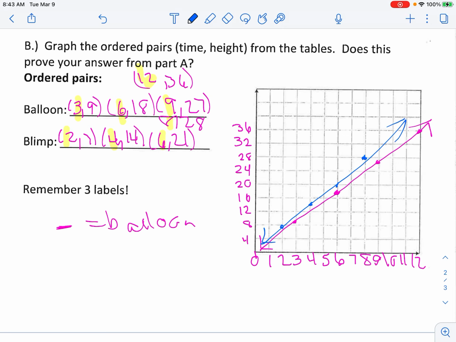Okay, so does this prove that the blimp is rising at a faster rate? Yes, because the line for the blimp is above the line for the balloon.